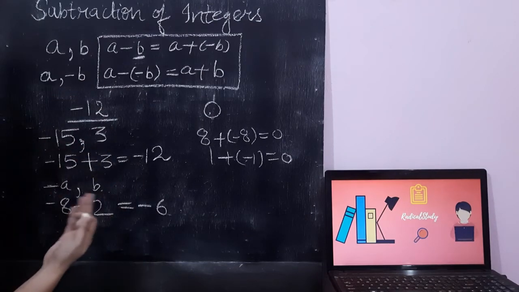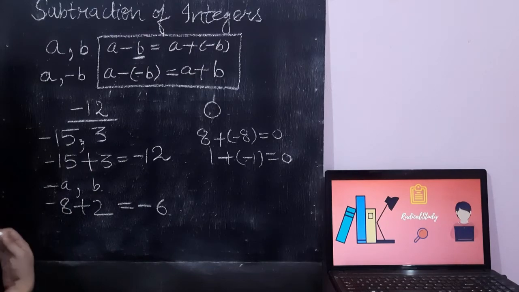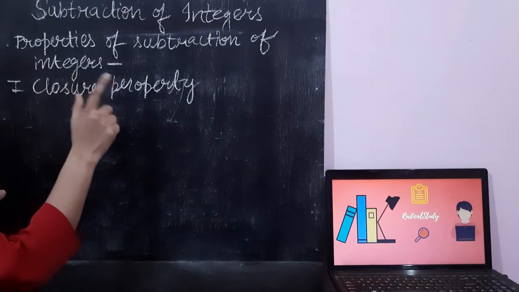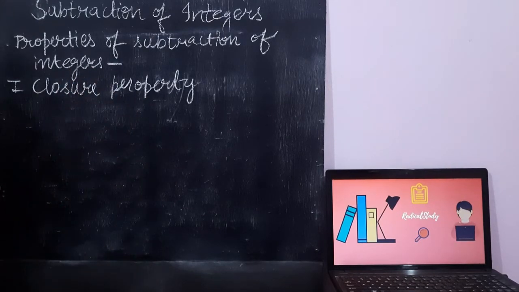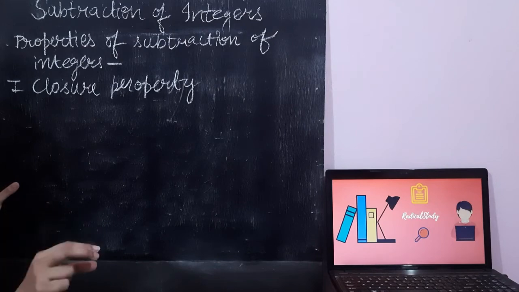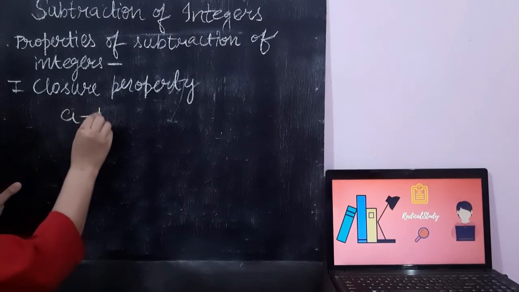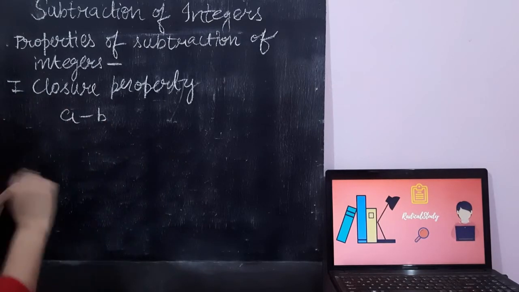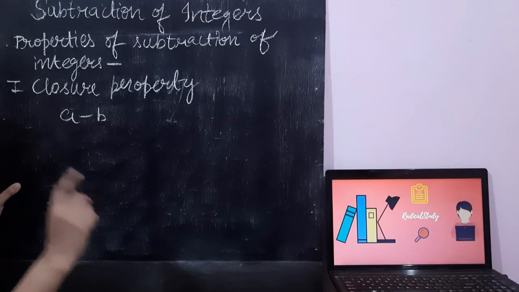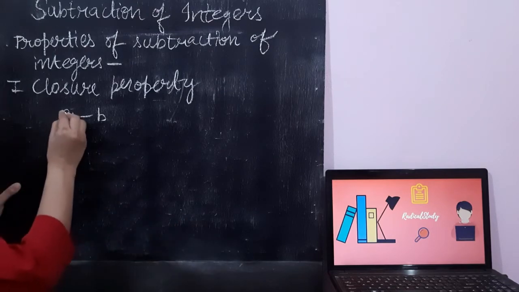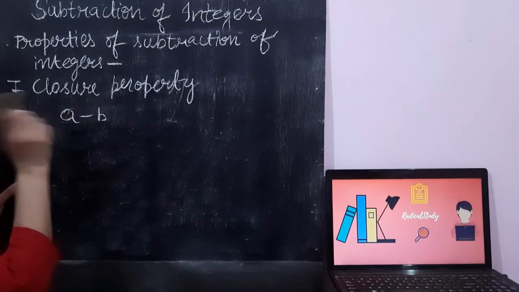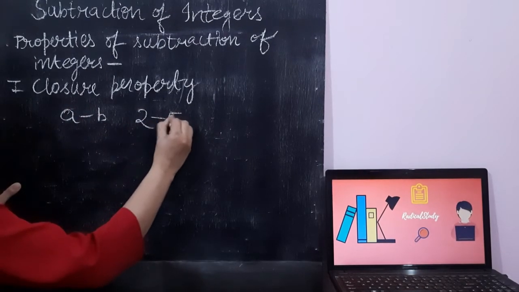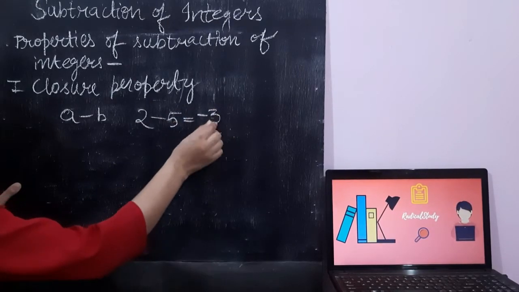Now I will go to the properties of subtraction of integers. So students, the first property of subtraction of integers is the closure property. For any integers a and b, when we subtract them, a minus b, the answer will be an integer. As I told you in the addition property, for any integers a and b, the sum of the integers was also an integer. In the same way, for any integers a and b, the difference of integers is always an integer. Like when we subtract 5 from 2, 2 minus 5, the answer is minus 3. It is also an integer.